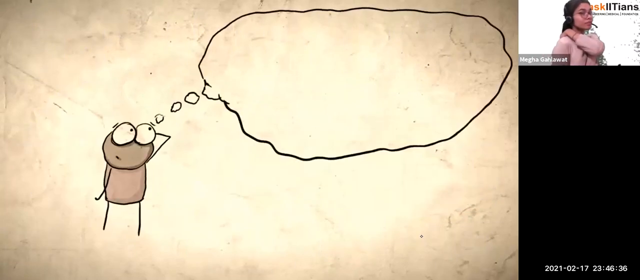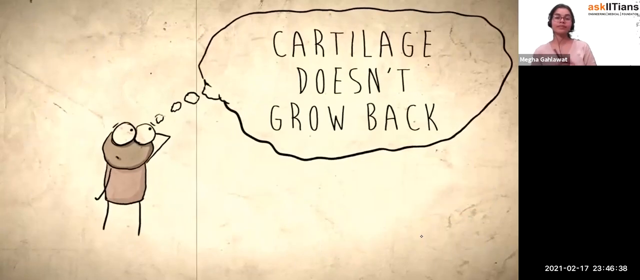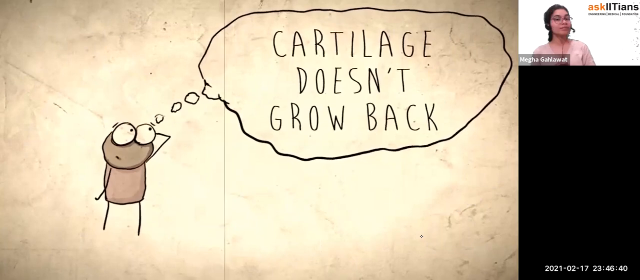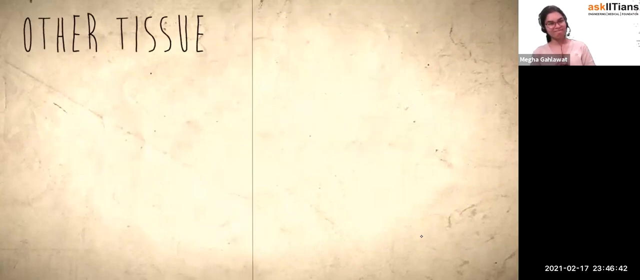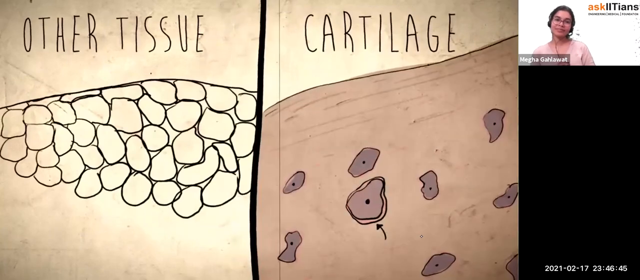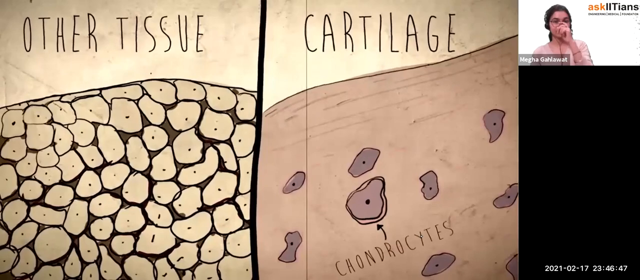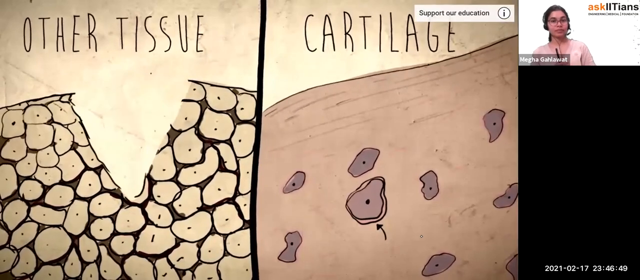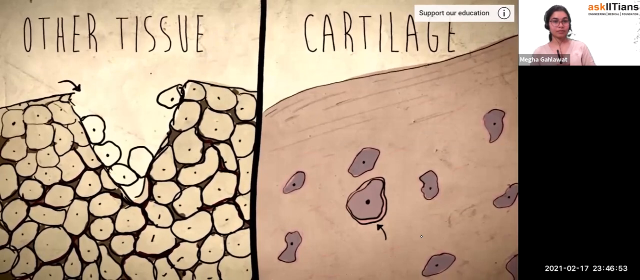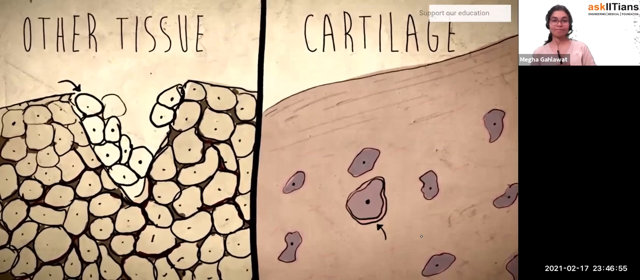Many people have this idea that cartilage doesn't ever heal or grow back. In truth, it can, but very, very slowly. Like other tissues, cartilage is made up of cells. These are known as chondrocytes. Now, when other tissues get damaged, they are able to essentially migrate to the wound and divide and multiply rapidly. Chondrocytes can't do that easily for two reasons.